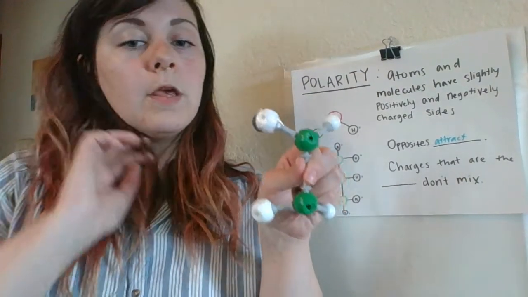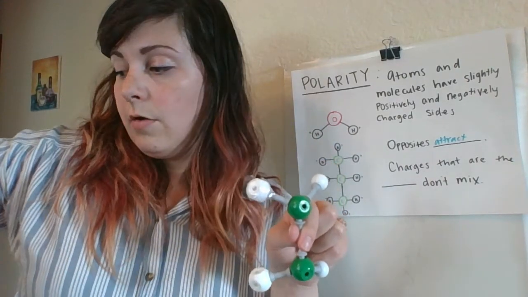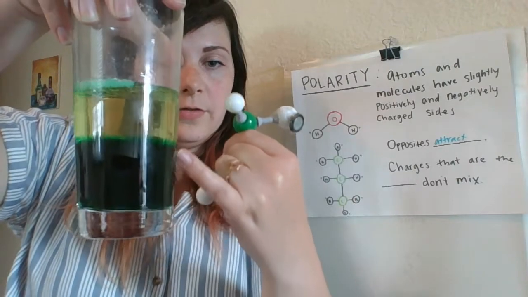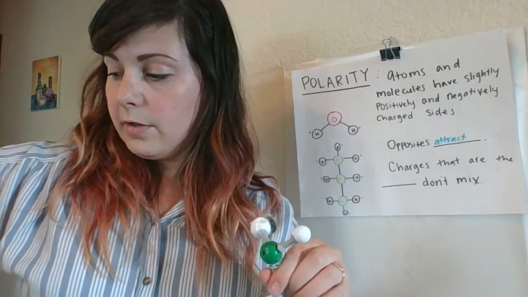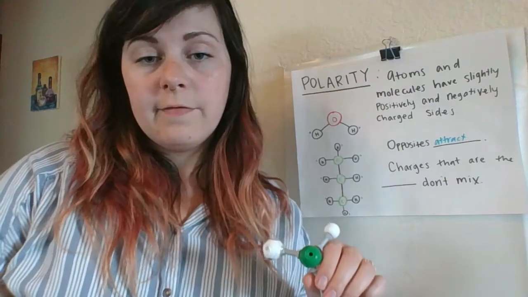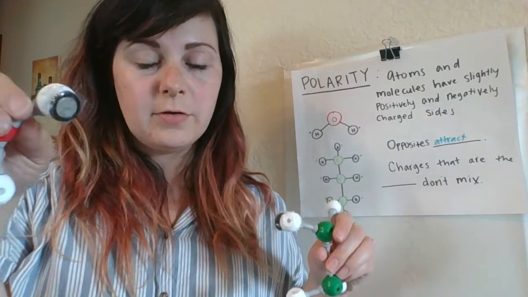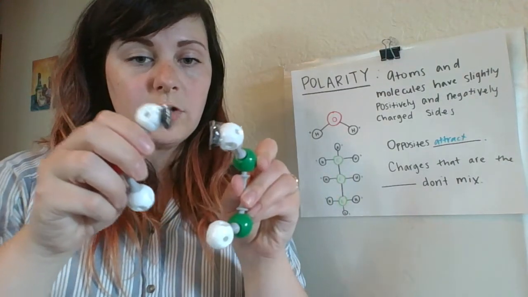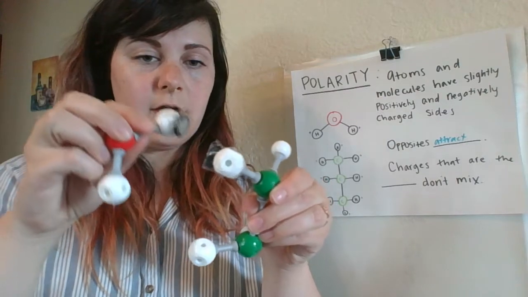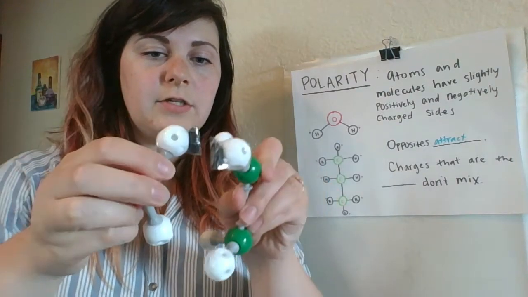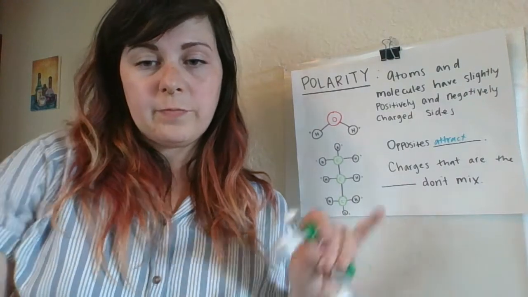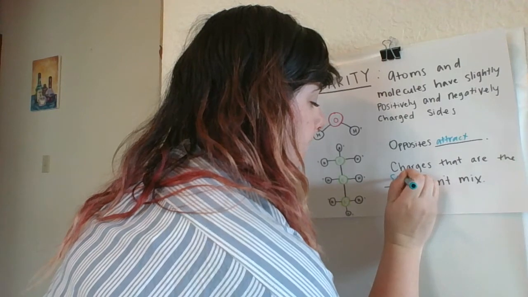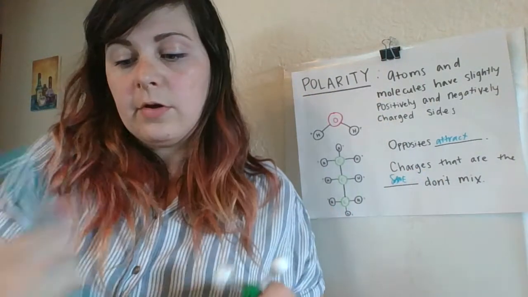So when the oil, this is our oil layer, you can see the food coloring is all diffused evenly now. When our oil and our vinegar, which acts pretty closely to our water molecule, when they interacted, the charges that are the same don't mix. They both have these negatively charged hydrogen sides, and look, they want to push each other away. So charges that are the same don't mix.